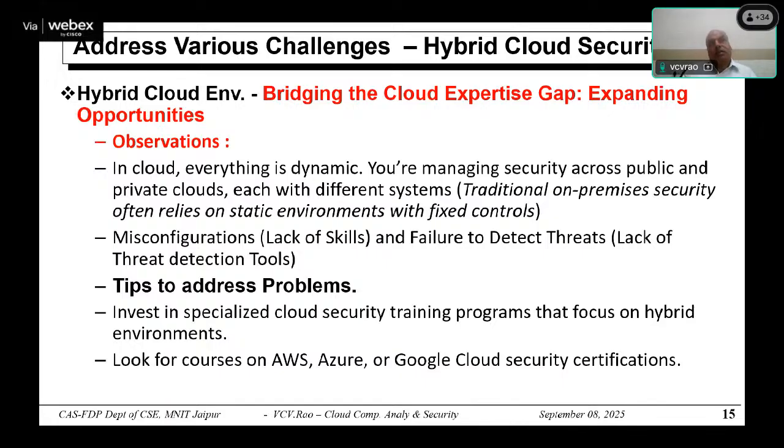So what are the observations? You have to bridge the cloud expertise gap. One is that in the cloud, everything is dynamic; you are managing security across public and private clouds. In a traditional setup in your campus, it's more of a static environment with fixed controls. When you move your expertise onto actual private clouds, everything is dynamic. That means we need the skill set for the configurations and to identify what kind of threats will come. All of this requires specialized training in cloud security. In fact, many institutes offer cloud security as a course, covering hybrid cloud security, private cloud security, and public cloud security. So look for more courses in hybrid cloud security; that is another area.